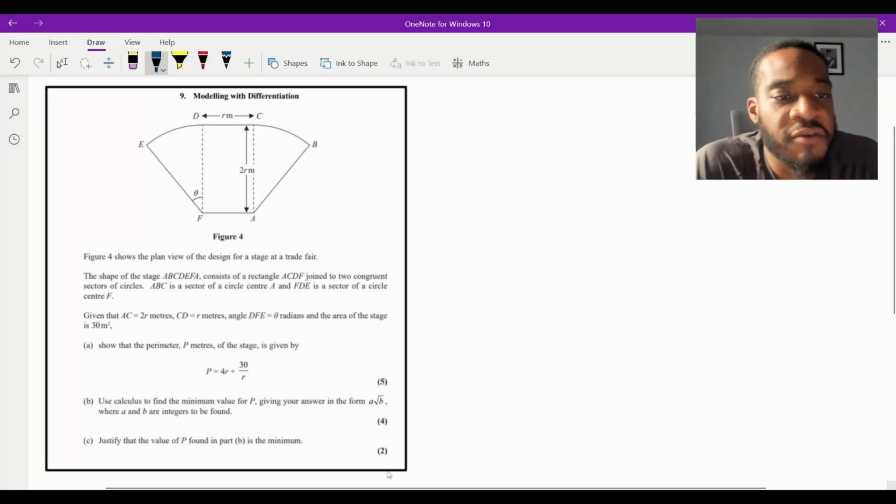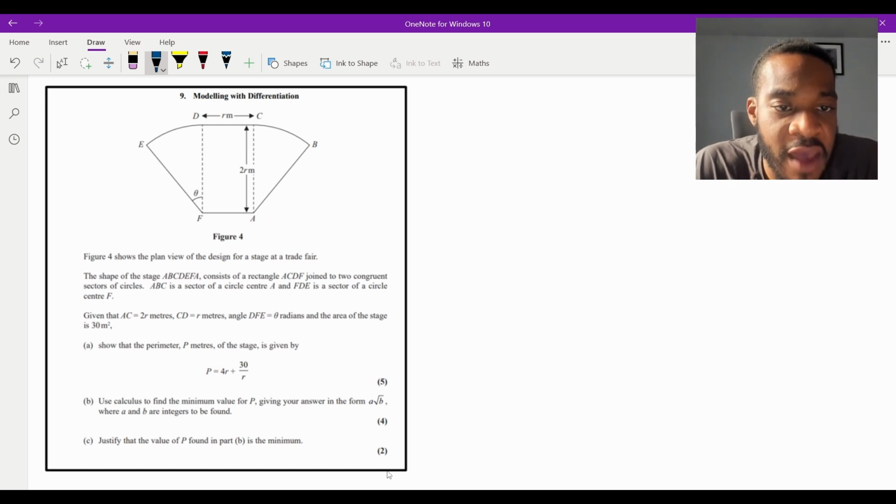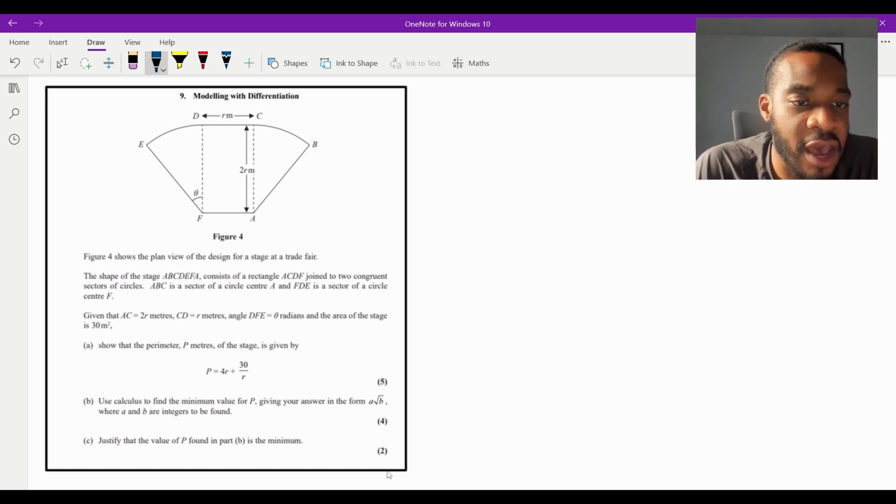Okay, so question 9 says, Figure 4 shows the plan view of the design for a stage at a trade fair. The shape of the stage ABCDEFA consists of a rectangle ACDF joined to two congruent sectors of circles. ABC is a sector of a circle with center A and FDE is a sector of a circle with center F.